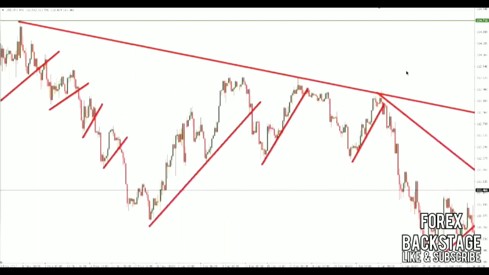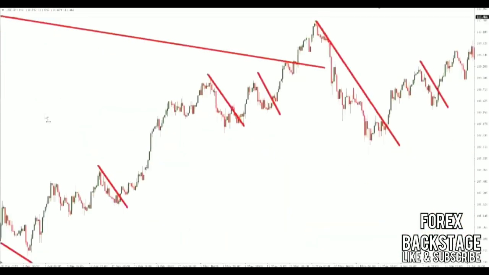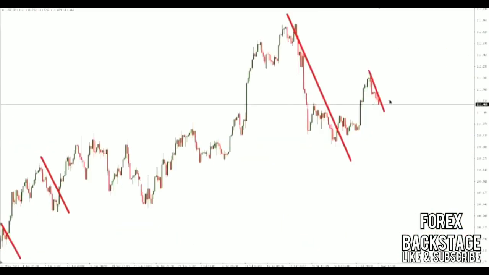So this is the current market, and this is what I am waiting for. I am waiting for USD/JPY to break my consolidation so I can buy and go all the way.